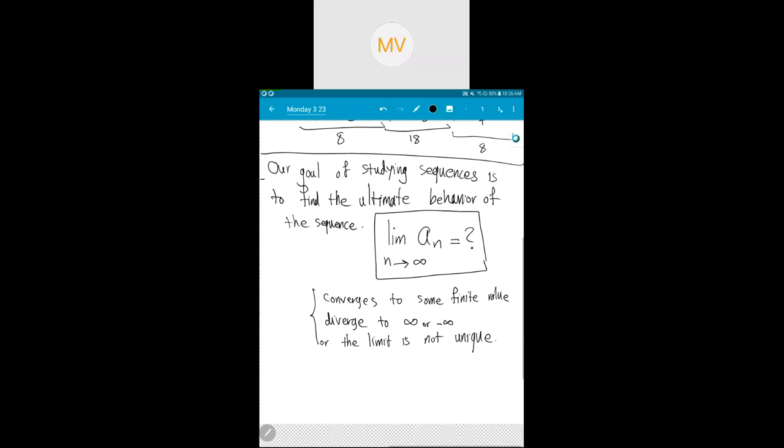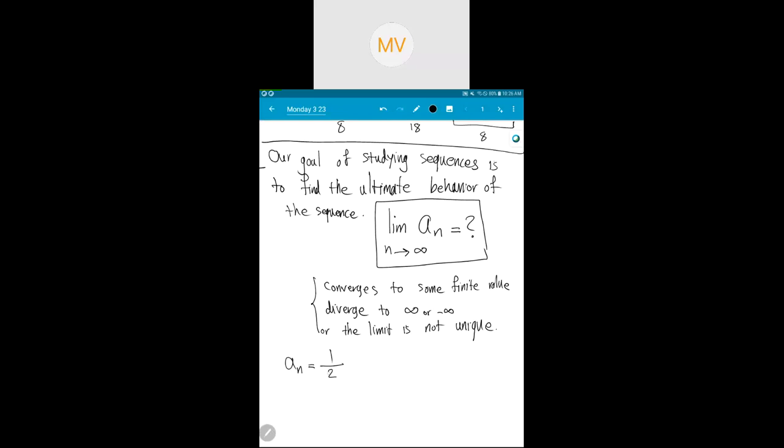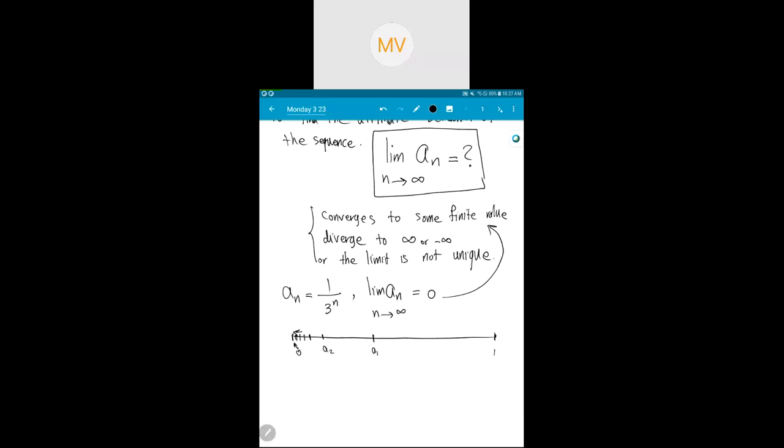For example, the sequence we just talked about, a_n equals 1 over 3 to the n. The limit of this as n approaches infinity is 0. So it's this case, a finite value. In fact, if you draw the sequence on the real line, with 0 and 1, the first one is 1/3, so it's not even close to 1. That's a sub 1. Then I get 1/9, and then this guy, and then it's closer and closer and closer. Eventually it approaches 0. So this sequence converges, like there's a point that every element of the sequence gets closer and closer to. Okay.